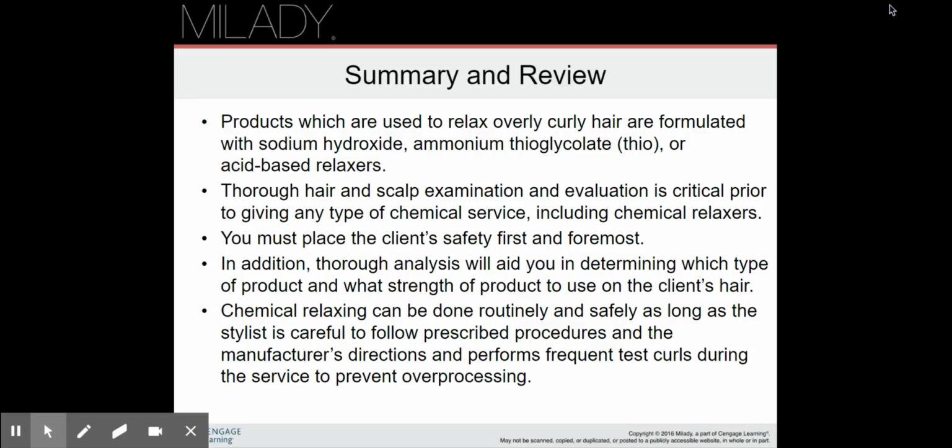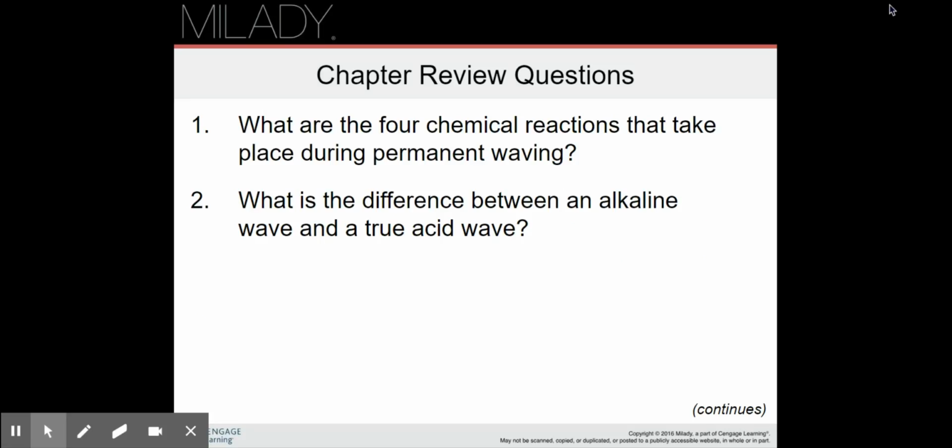Thorough analysis will aid you in determining which type of product and what strength to use on the client's hair. Chemical relaxing can be done routinely and safely as long as the stylist is careful to follow prescribed procedures and the manufacturer's directions and performs frequent test curls during the service to prevent overprocessing. Okay, we're going to stop here. This concludes Chapter 20 of Chemical Texture Service.